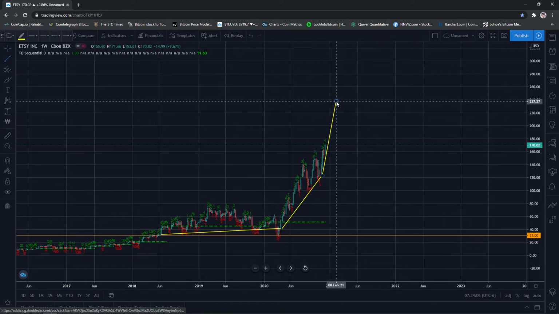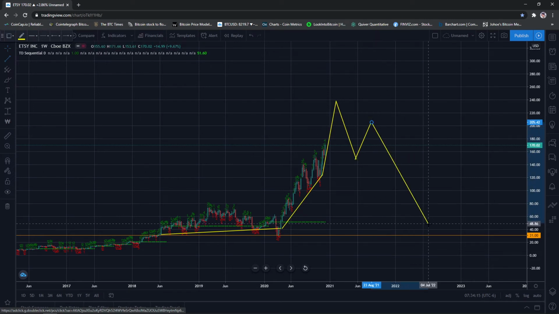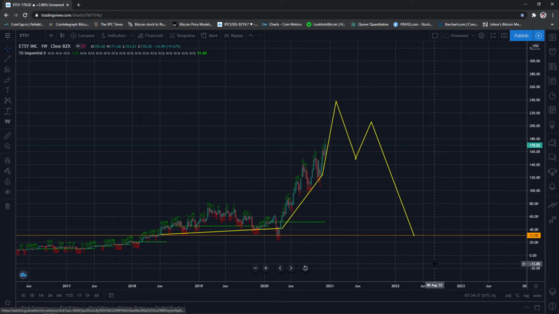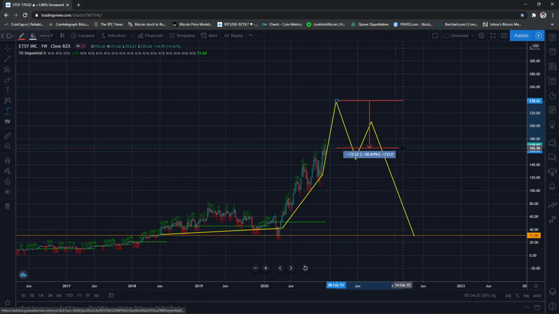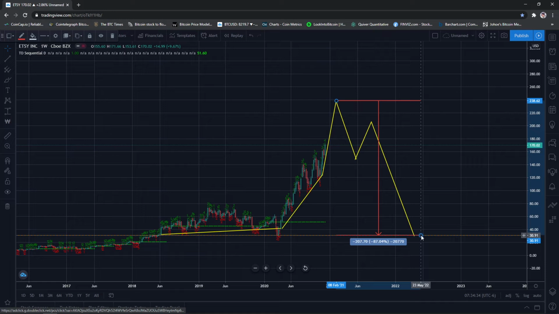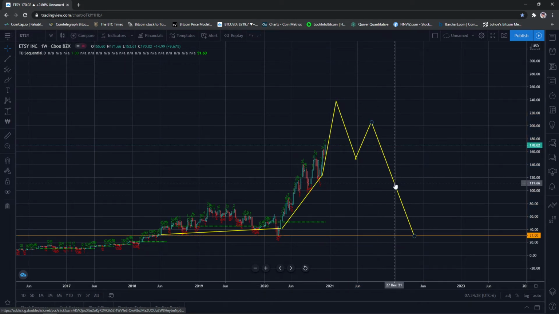So yeah, it would be this, and then you would get a drop right here, and then you would get a secondary high, and then to complete the phase 7, you would go all the way back down to $31, which is kind of crazy, especially if you're an Etsy holder. Having someone tell you that your stock's gonna go from 200 all the way back down to 31, you're gonna get an 86% loss. That would be disheartening. But this could absolutely not be a hyperwave.